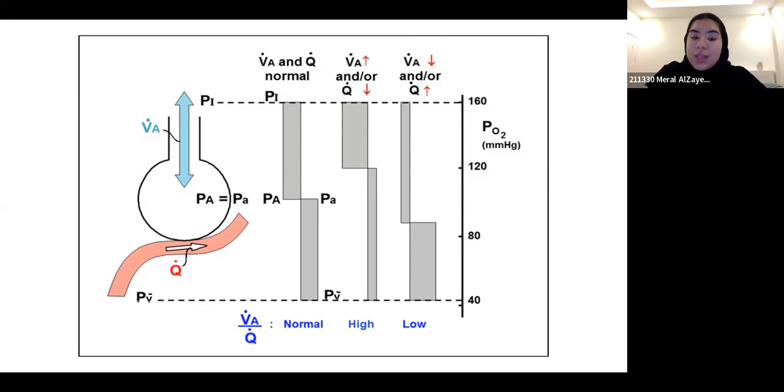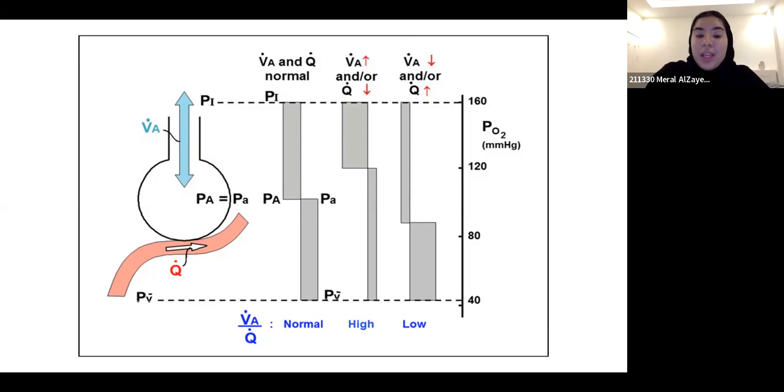But this case, where the partial pressure of oxygen increases and the partial pressure of carbon dioxide decreases, is only true if the perfusion remains unchanged, okay? This is what we discussed previously. Remember when I asked you guys why it only affects the oxygen, not the carbon dioxide? And we said we'll get back to it later. Now we're getting back to it, okay?